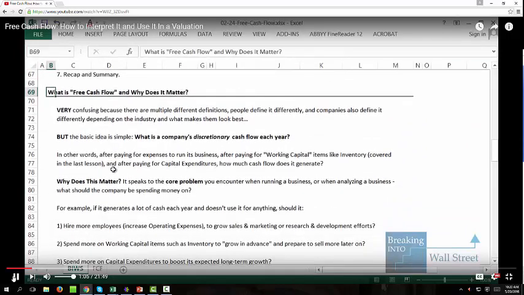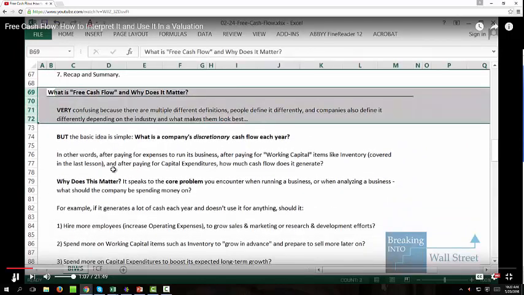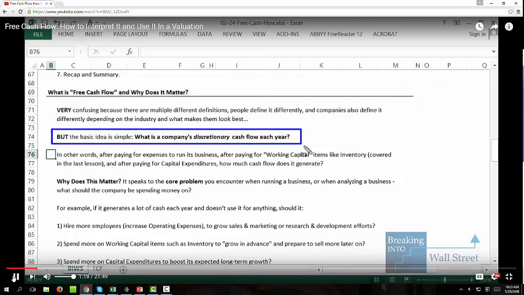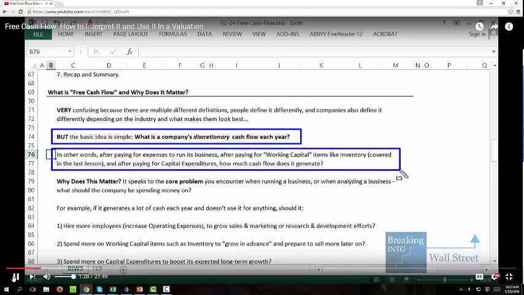Part of the reason this topic is confusing is because there are multiple different definitions. Different people define free cash flow differently, and it also depends a little bit on the industry you're in and the company. But the basic idea is very simple, which is what is a company's discretionary cash flow each year? So in other words, after earning its revenue, after paying its expenses to run the business, after paying for working capital items like inventory, which we covered in previous lessons, and after paying for capital expenditures, how much cash flow does the business actually generate?